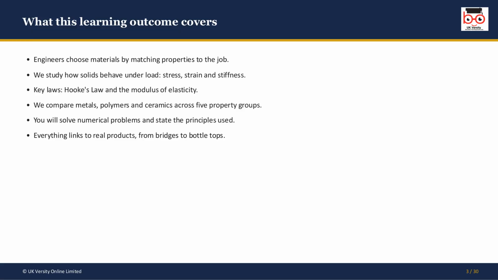Let me outline where we're going. The central idea is that engineers pick materials by matching properties to the demands of the job. We'll study how solids behave under load, stress, strain, and stiffness, and the key laws behind them, Hooke's law, and the modulus of elasticity. We'll compare metals, polymers, and ceramics across 5 families of properties, and you'll solve numerical problems, stating the principle each time. And every idea ties back to a real product, from bridges right down to bottle tops.